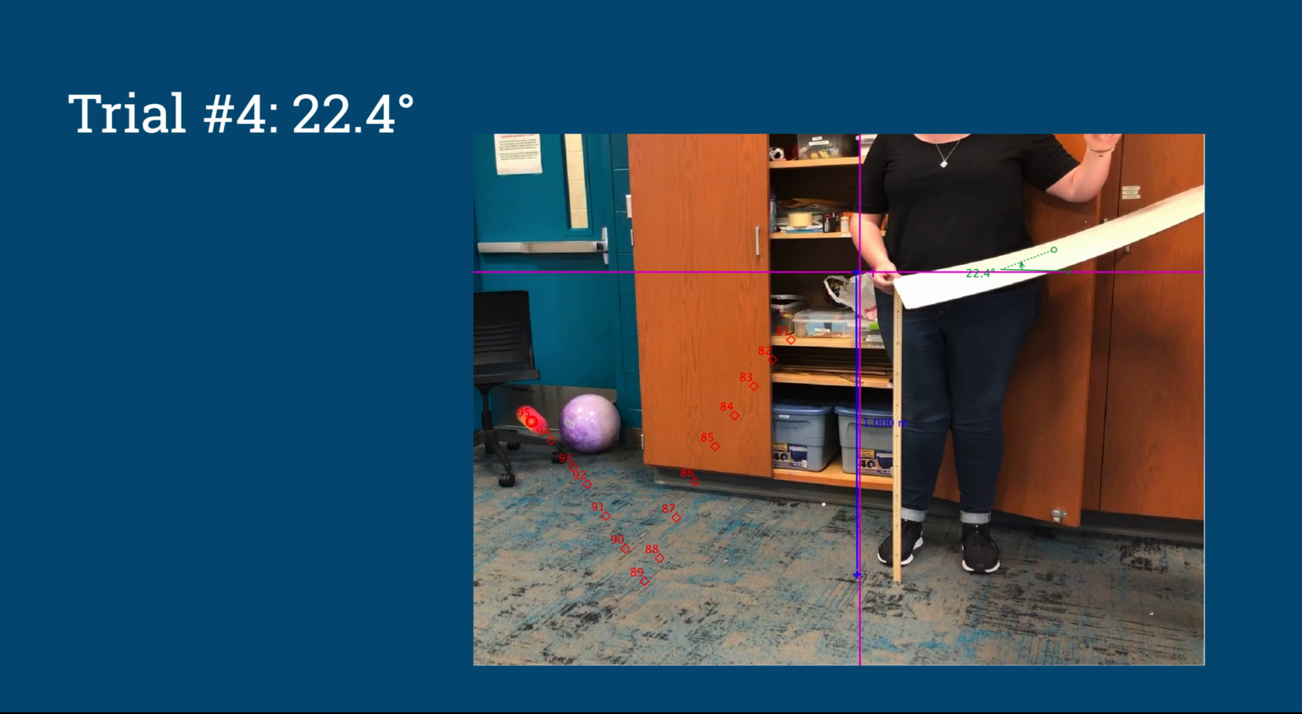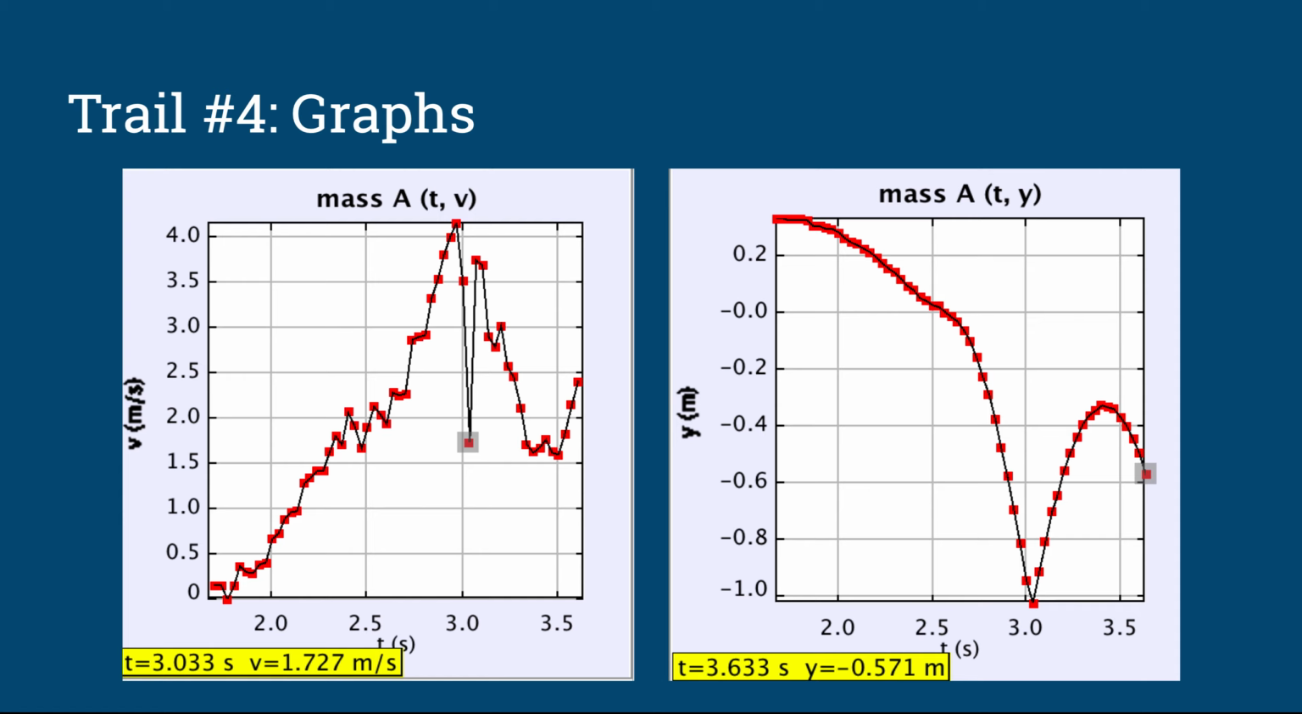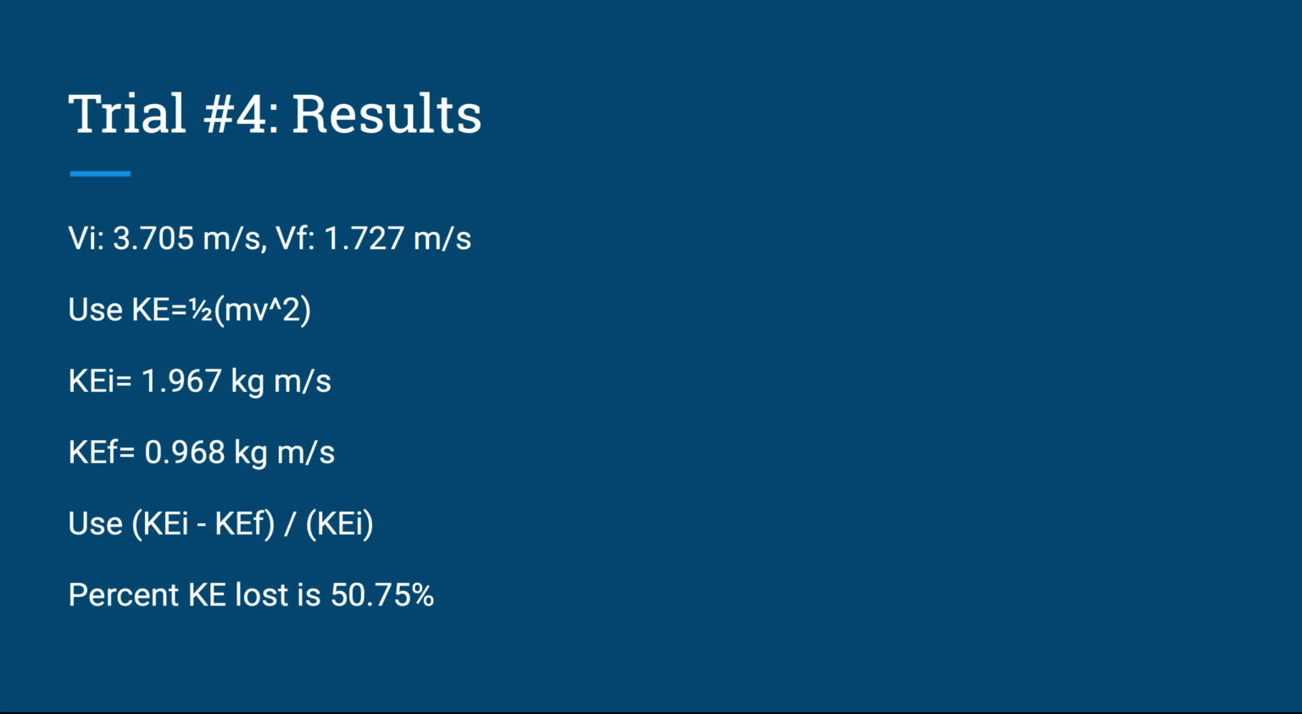In trial 4, basically we did the same thing. We just lowered the angle to about 22.4 degrees using a protractor to angle it. As you can see in our velocity graphs, the first collision occurred at about 3.0 seconds, and afterwards we got the initial velocity as well as the final velocity, doing the same KEI minus KEF equation over KEI, and we found that our KE lost was about 50.75%.